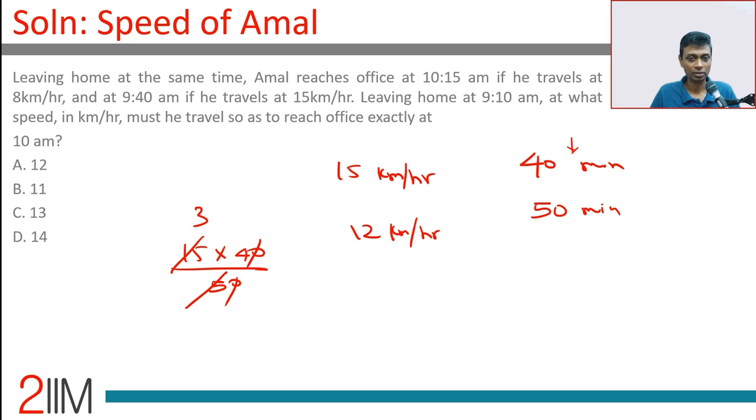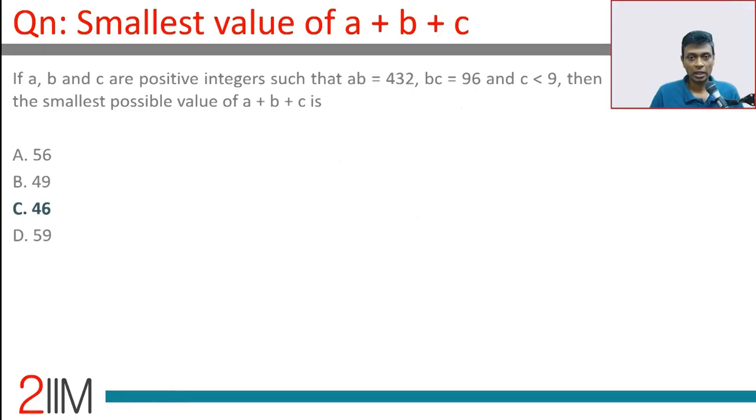You know, starting time is 9. He takes 40 minutes at 15 kilometers per hour. He has to take 50 minutes. What speed should you be traveling at? 12 kilometers per hour.